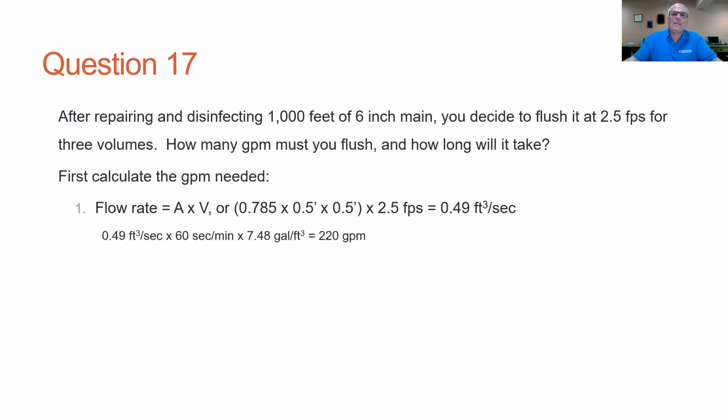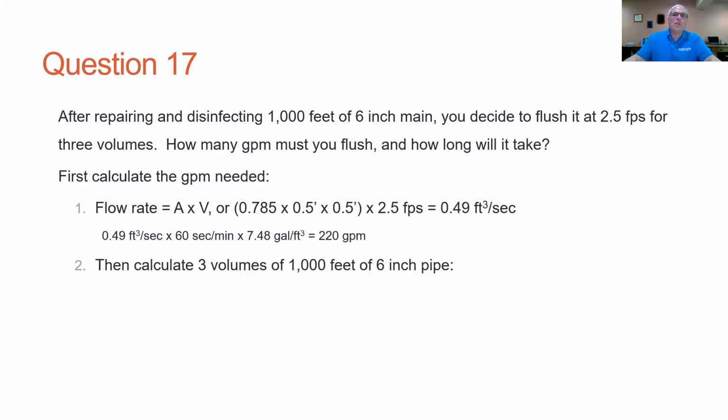I'm going to want to change that to gallons per minute. So I'm going to take the 0.49 cubic feet per second, multiplied by the fact that there are 60 seconds in a minute, and then multiply by the fact that there are 7.48 gallons in every cubic foot. When I work that through, I come out to 220 gallons per minute. All right, so now I know at what flow rate I should flush the main, 220 gallons per minute. How long should I take to do this in the field? While I'm flushing at 220 gallons per minute, I know I'm at the right 2.5 feet per second, but how long should I keep that up to get the 3 volumes out of there?